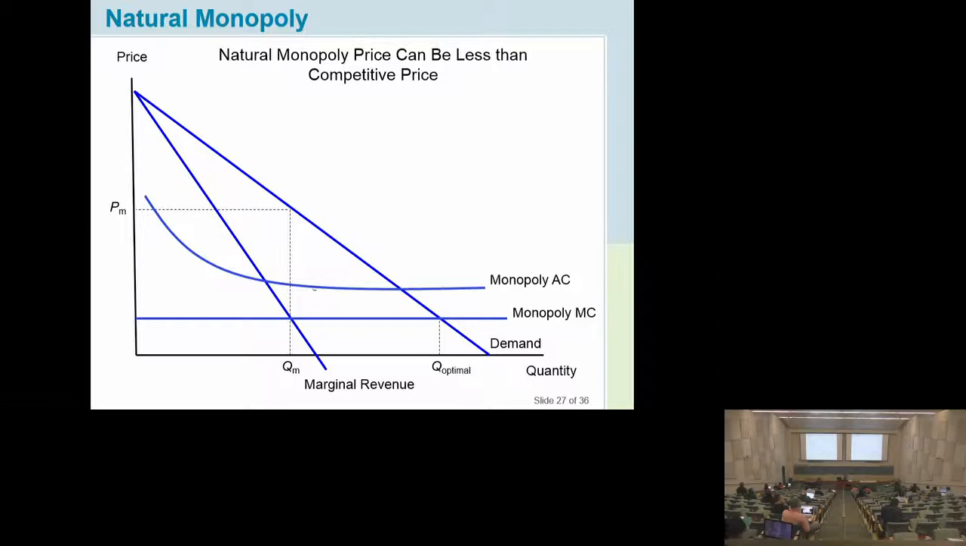But what's going on at Q optimal? At that price, to get to Q optimal, you'd have to charge a price equal to where it says monopoly MC. And then price is less than average cost. Oops, a loss.